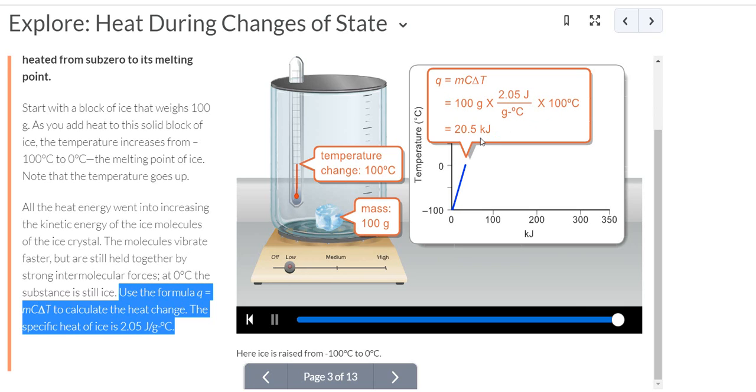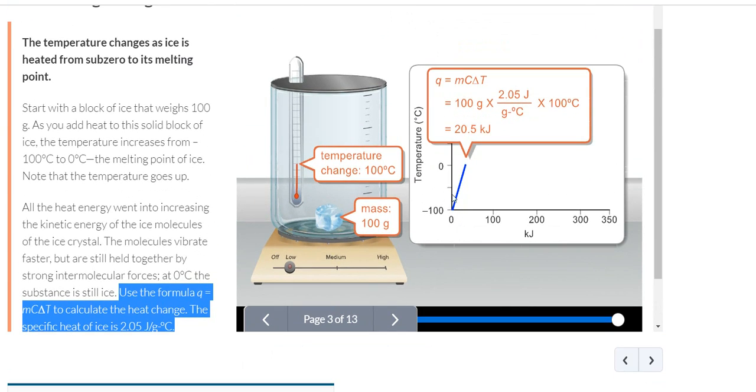And then when you do all that math, you get 20.5 kilojoules, which is the same thing as 20,500 joules. I know we're used to working in joules. So it took 20.5 kilojoules of heat to raise the temperature of this ice from minus 100 degrees Celsius to 0 degrees Celsius.